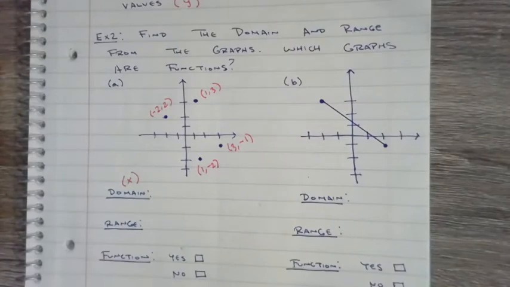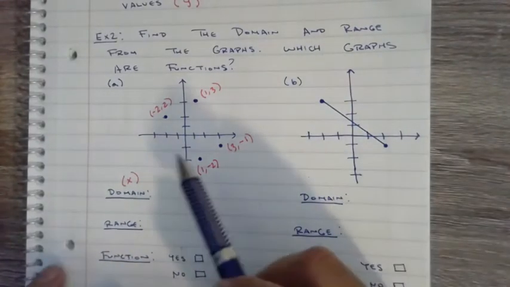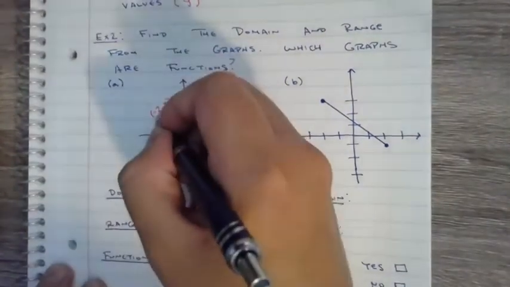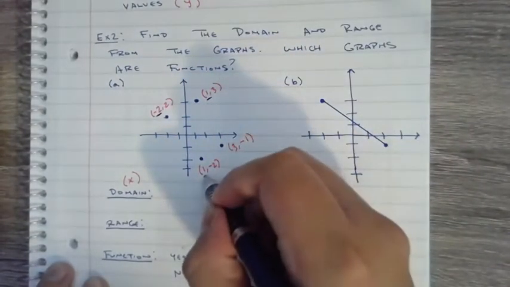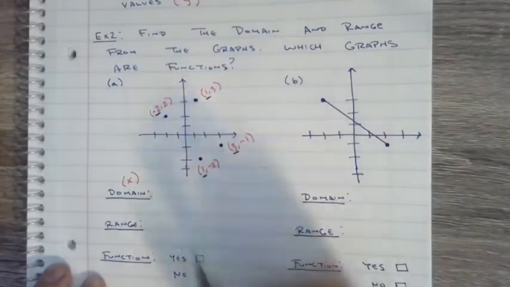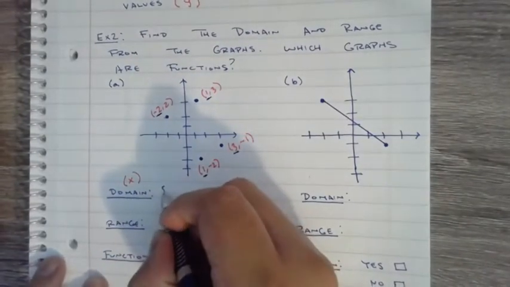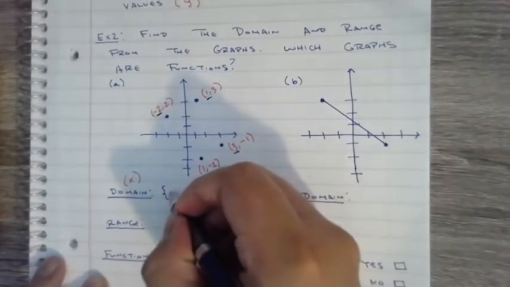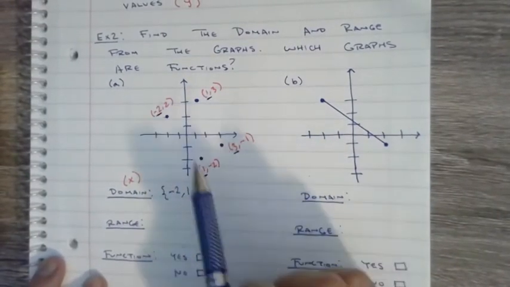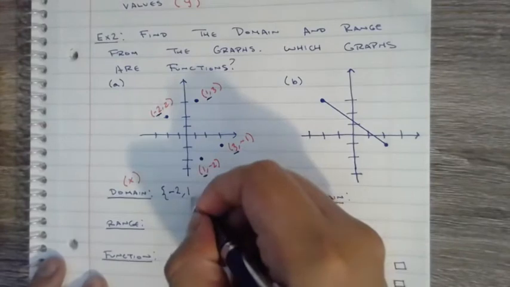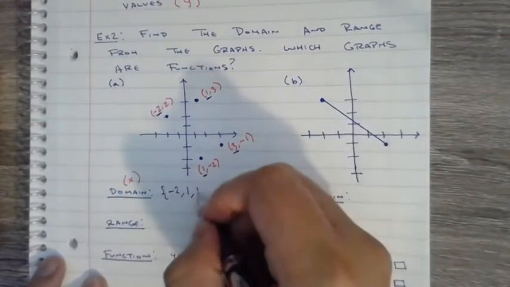Your domain, again, is going to be all your x's. So this is an x, your -2. Your 1's an x, and your 3's an x. Now I'm going to go ahead and write my domain. So we have -2, 1. We have a repeating 1 right there, but we'll just write that down, and then we have a 3.